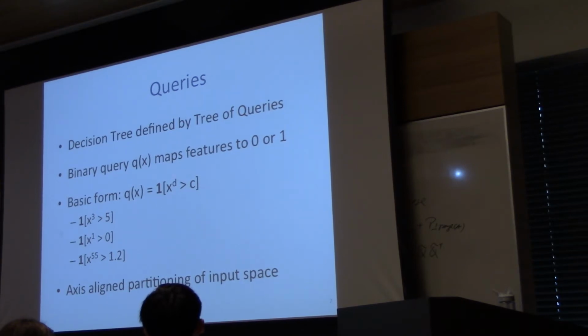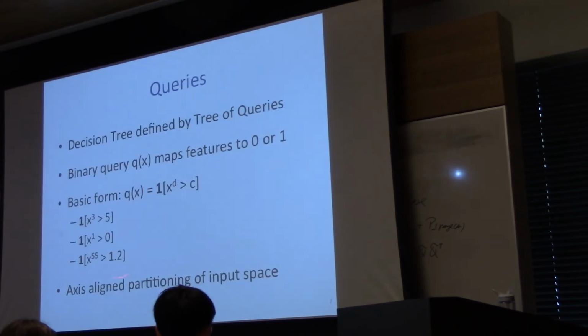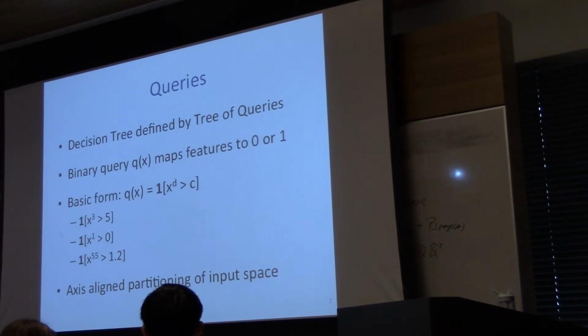So if little d is an index into the dimension of your feature vector, then the basic form of these one-dimensional binary queries is of the following form. This is an indicator function of whether or not the feature value at the dth dimension is above some constant. So here are some examples. In fact, all the queries here can be represented this way.